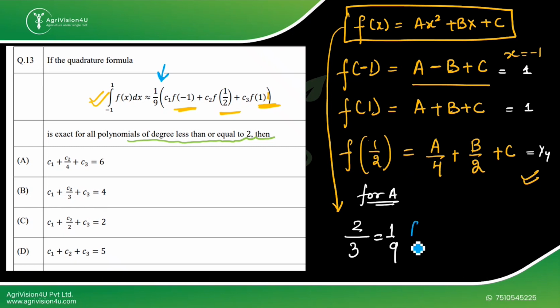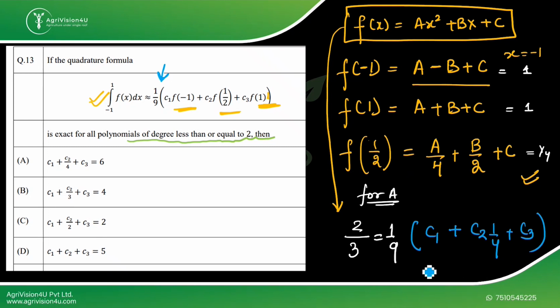Then c1, as it is a function of a function when x is equal to -1. So here, what is the coefficient of a? It is 1. Plus c2 into the function at 1 by 2. What is the coefficient of a here? It is 1 by 4. Plus c3, and again let's see the coefficient of a in this function. It is again 1.